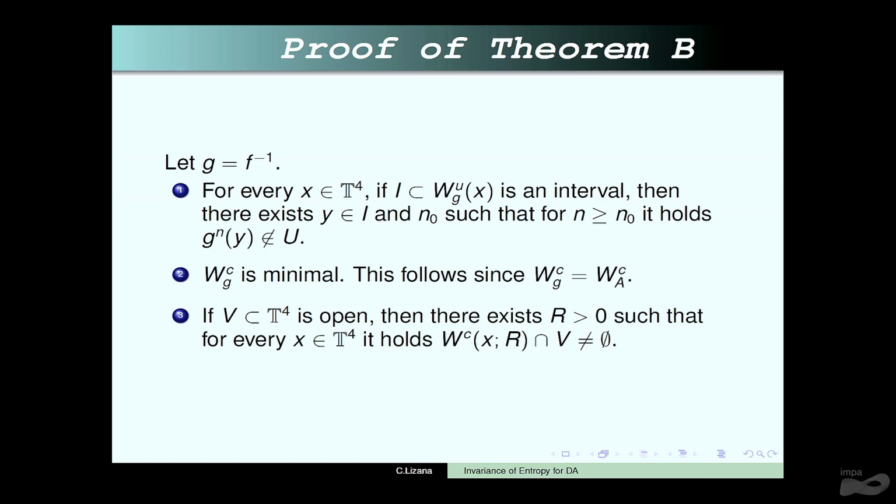And the second property: since the perturbation we made doesn't destroy the center foliation, it has the same property as the initial one, so it's minimal, okay? And the last property is going to guarantee for us the transitivity.